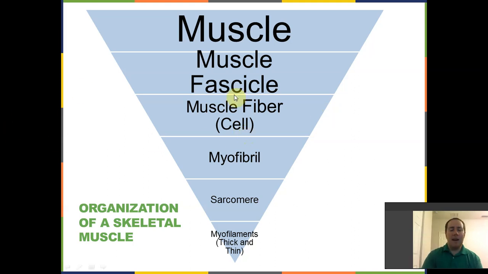If we take one of those muscle fibers, one of those cells, and we look inside of that cell, there are going to be bundles of other fibers, what look like fibers, inside of that cell. The bundle inside of a cell is called a myofibril. That myofibril is going to be divided into sarcomeres, and the sarcomeres are going to be made up of myofilaments. And there are two types of those: thick and thin filaments.